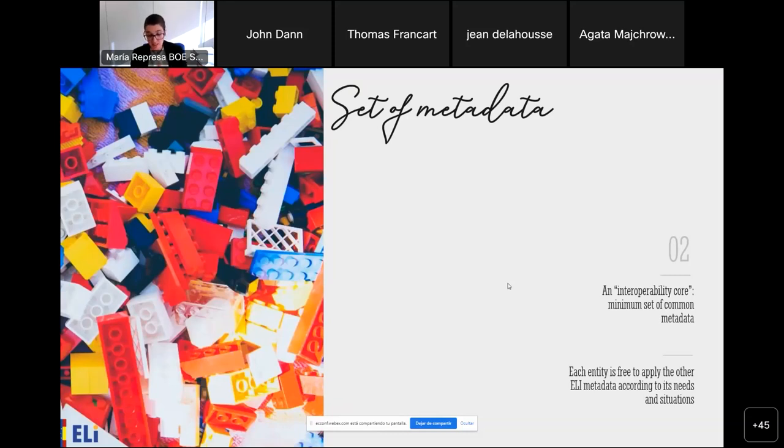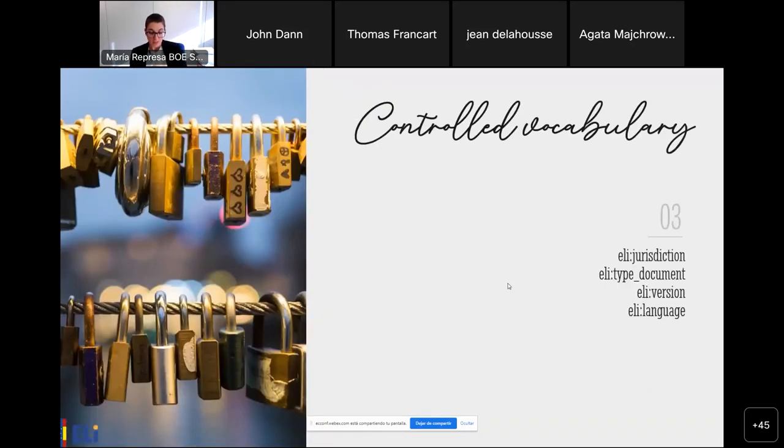Obviously, each entity is free to apply the other ELI metadata according to its needs and situations to improve its systems. The third aspect to highlight in the technical specification is the definition of control vocabularies. These tables unify the content that some metadata can take. Moreover, rich multilingualism and ISO standards have been taken into account. The tables have been developed for jurisdiction, range or type of document, language and versions.